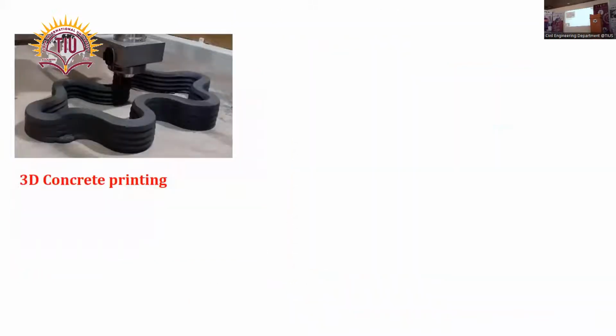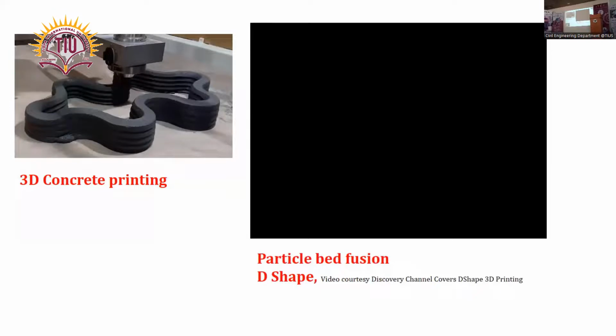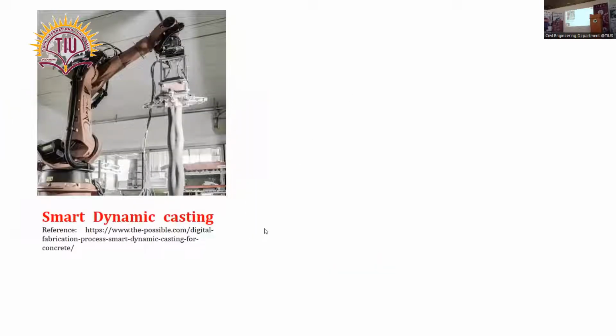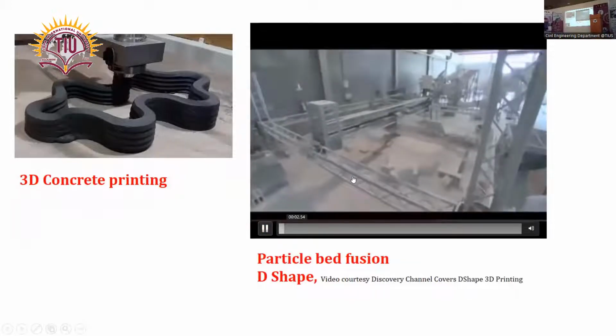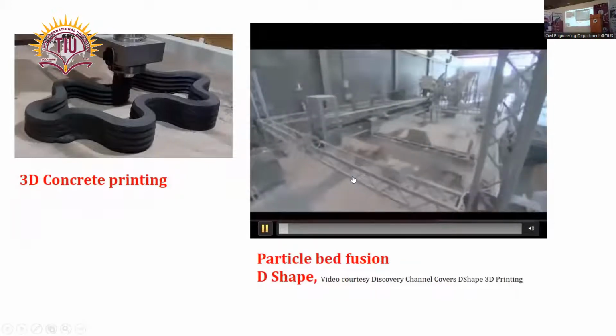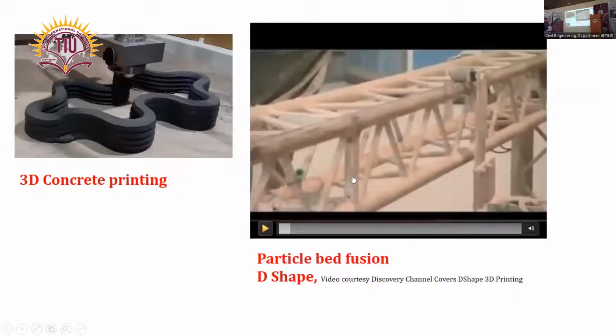Usually, the extrusion-based 3D printing often starts with depositing of fresh concrete layer by layer, as you can see. But we also have another process called D-shape or particle bed fusion, where, I think there's a video, you can see that here we have a machine that drops the binder in a predefined path so that it is going to hold the loose sand together.